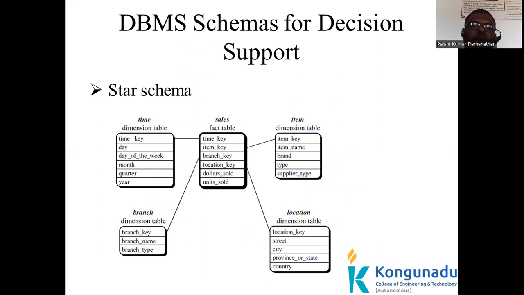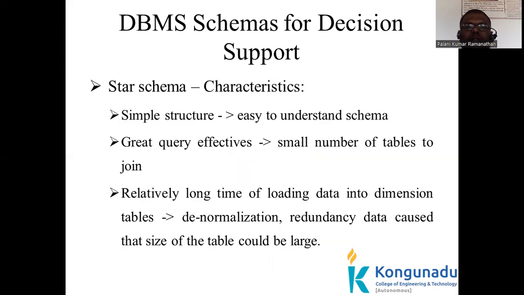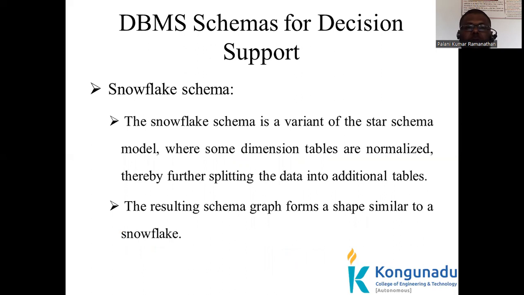The central table is called the sales table. It is the fact table. Around the fact table we have multiple dimension tables like the item dimension table, location dimension table, branch dimension table, and time dimension table. It has a very simple structure, and through the structure we may easily understand what happened in the architecture. It gives great query effectiveness with a small number of tables to join, though with a relatively long time of loading data into dimension tables. The snowflake schema is a variant of the star schema model.